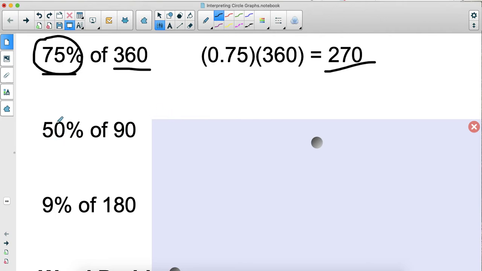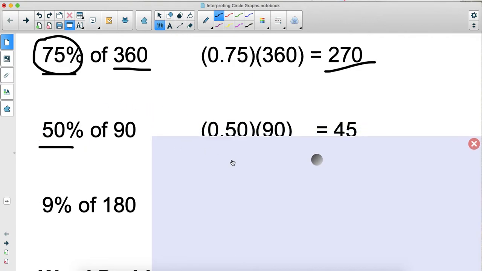So again, pause the video and see if you can figure this out before I show you the answer. So turn this 50% into a decimal. Okay, so that's 0.5 times 90. There you go, 0.5. So 50% of 90 is 45. Now you should have been able to figure out what half of 90 is with a mental method, but that's the calculation. So the 50% is 0.50 times 90 to get 45.